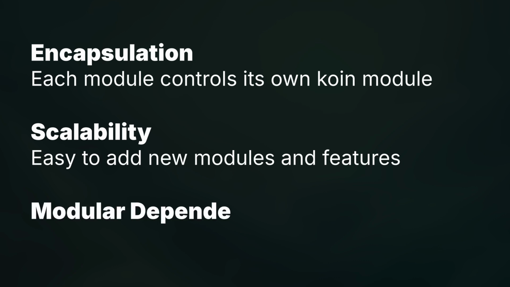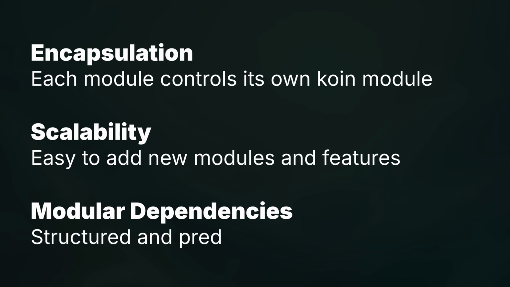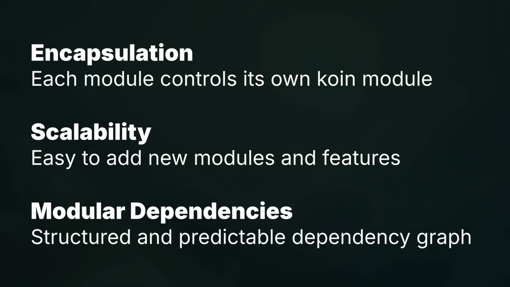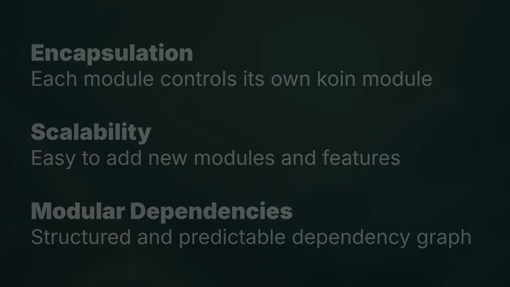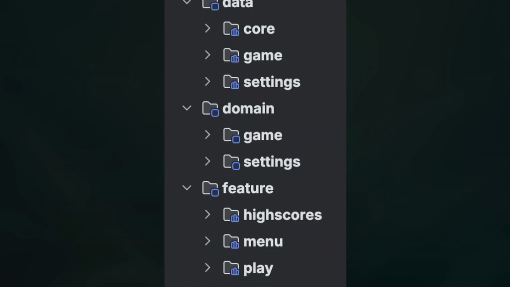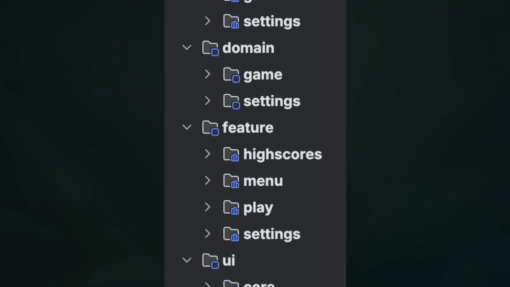It's helpful to have a clear modular dependency graph. By linking modules using the includes function provided by Koin, you're creating a structured and predictable dependency graph, and it's very easy to follow. You can click through and see the whole graph in the code. Now I'll show you how I implemented this for MinesweeperK following these practices.